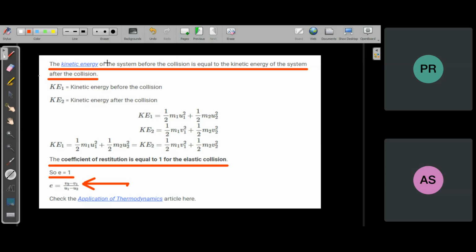What does it mean? It means that the relative velocity of separation after collision will be exactly equal to the relative velocity of approach before collision. Here you have to understand that the coefficient of restitution has nothing to do with the mass of the colliding bodies. Are you getting?